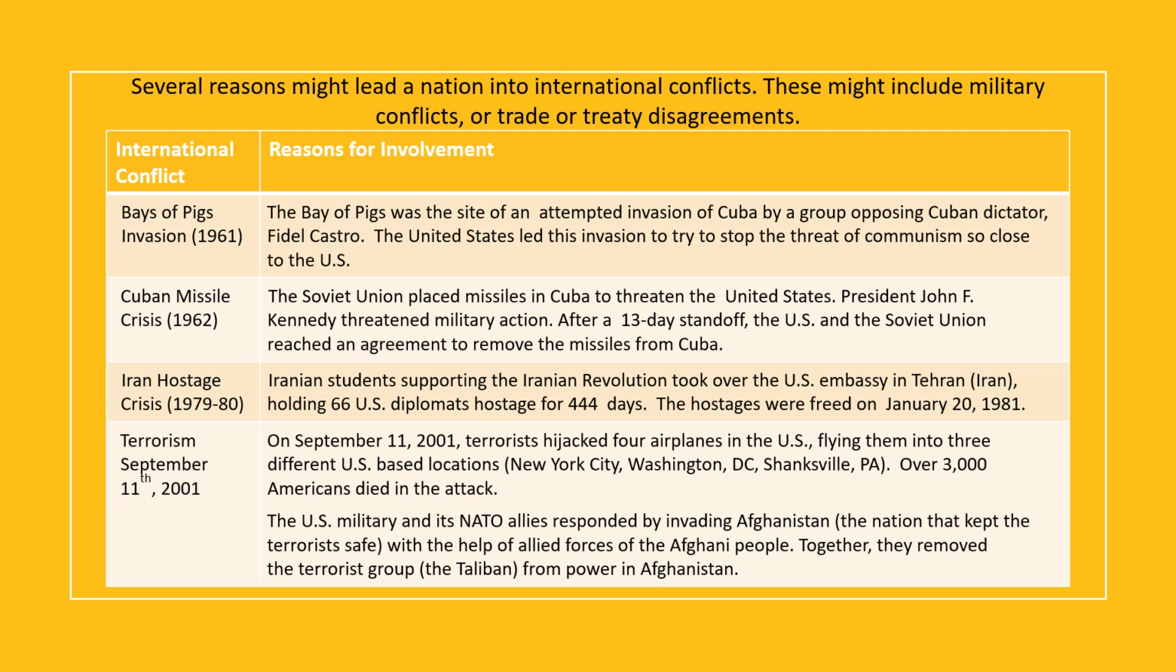The U.S. military and its NATO allies responded by invading Afghanistan, which was the nation that kept the terrorists safe, with the help of allied forces of the Afghani people, meaning that even though the nation of Afghanistan was keeping the terrorists safe, there were Afghani people who wanted peace and wanted an alliance with the United States and with other NATO countries. Together, the United States and its NATO allies removed the terrorist group called the Taliban from power in Afghanistan.